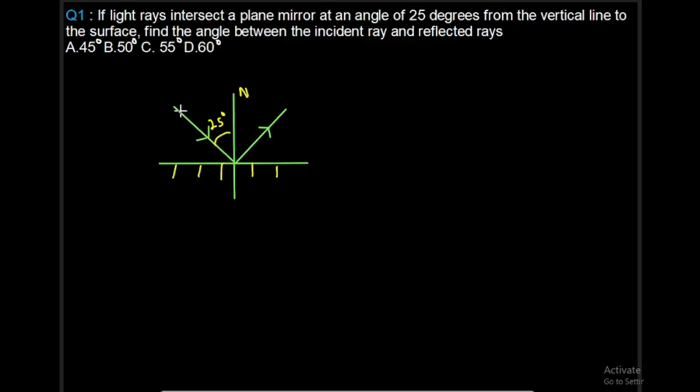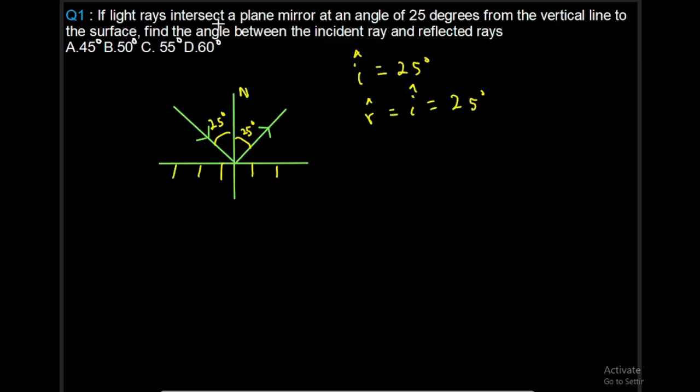25 degrees is the angle between the incident ray and the normal to the surface, and that's what we call the angle of incidence. If you recall, the angle of incidence here is equal to 25 degrees. And if we have the angle of incidence, we can also get the angle of reflection. The angle of reflection is equal to the angle of incidence, and that's equal to 25 degrees also. So it simply means this angle here will also be 25 degrees.